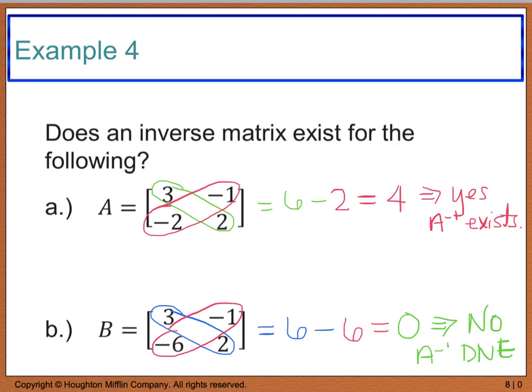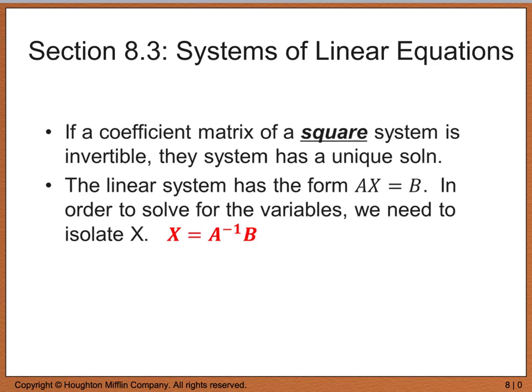The last thing we're going to look at out of section 8.3 are systems of linear equations. If you take your coefficient matrix of a system of equations, first of all, it has to be a square system, whether it be a 2 by 2, a 3 by 3, a 4 by 4, regardless of what it is, it has to be square. If this square system is invertible, then we say that this system has a unique solution. If you think about that, when you look at your systems of linear equations, you're only going to get a point of intersection at most. So that means that there's one solution.